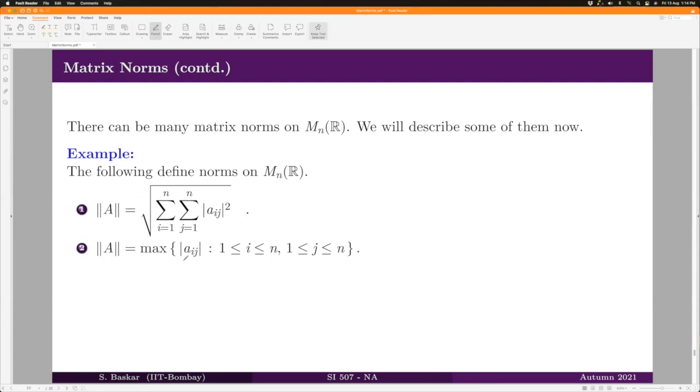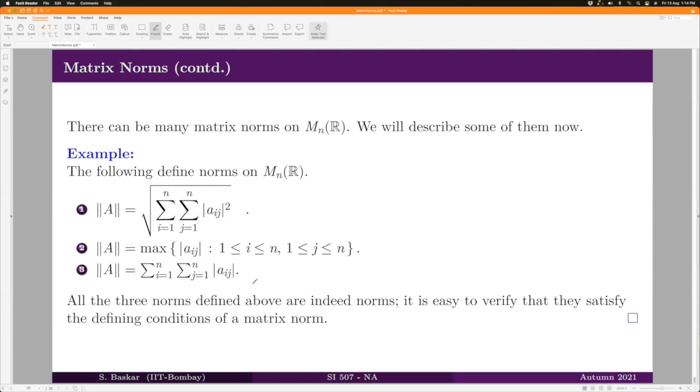Similarly, you take all the elements of the matrix A, take their modulus, and take the maximum of all that. That you define as this function, and you can verify again that it defines a matrix norm. This also defines a matrix norm. You can verify it. As I told, there can be many more examples.